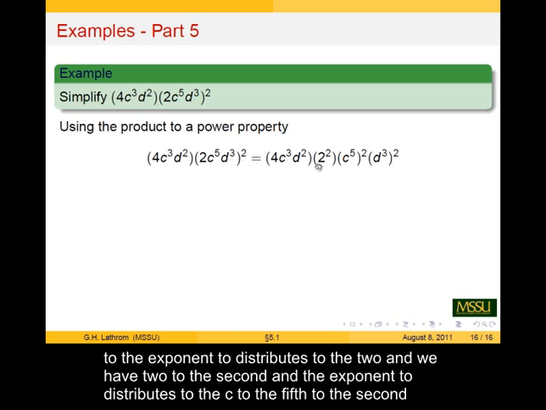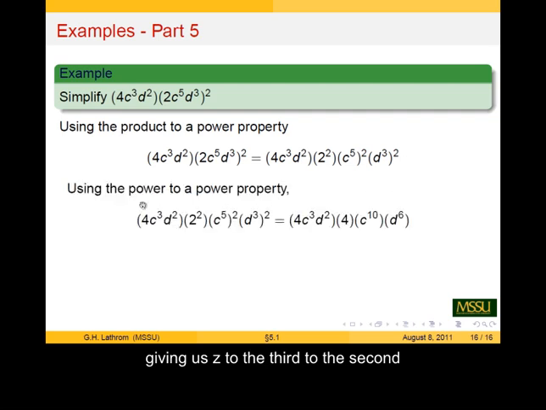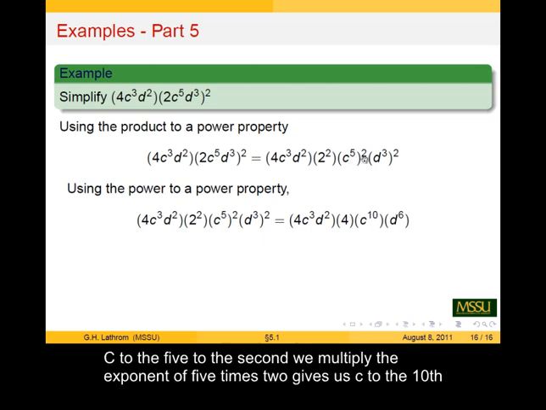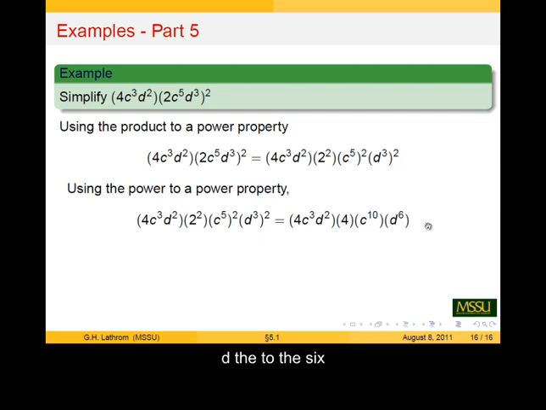So the exponent 2 distributes to the 2 and we have 2 to the second. The exponent 2 distributes to the c to the fifth, so we've got c to the fifth to the second, and the exponent 2 distributes to the d to the third, giving us d to the third to the second. Now we can use the power to a power property. So the 2 times 2 simplifies to the 4. C to the 5 to the second, we multiply the exponents, so 5 times 2 gives us c to the 10th. The d to the third to the second, again multiplying the exponents, 3 times 2 gives us d to the sixth.